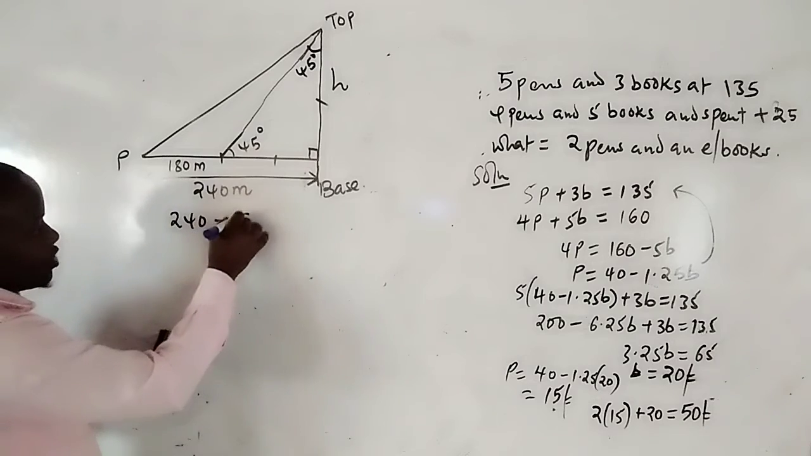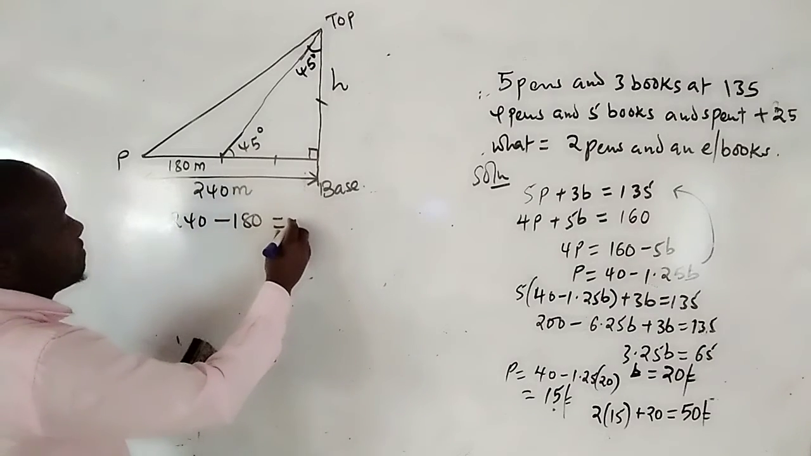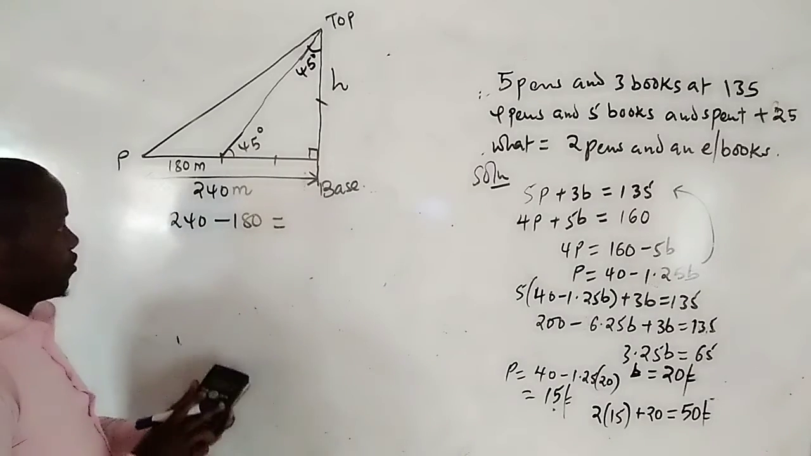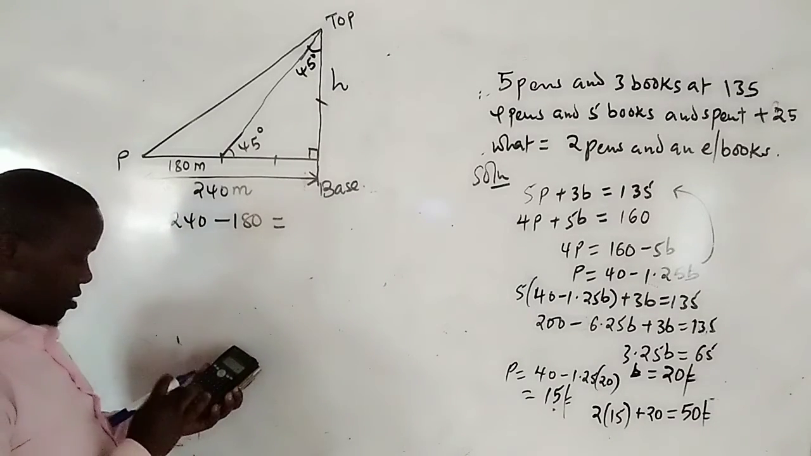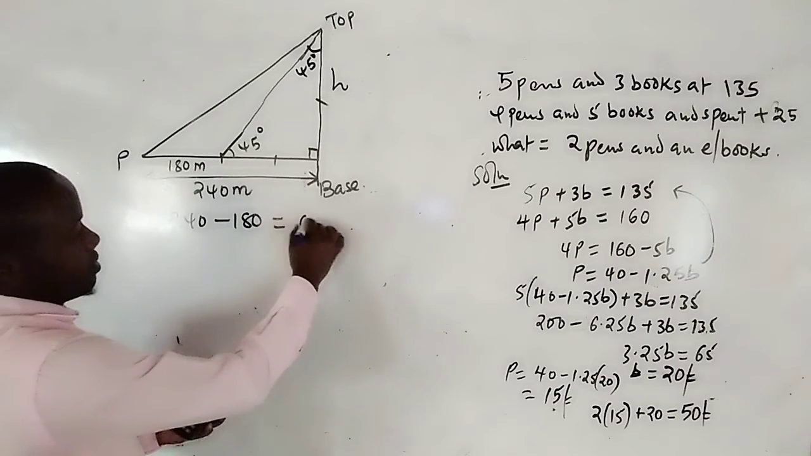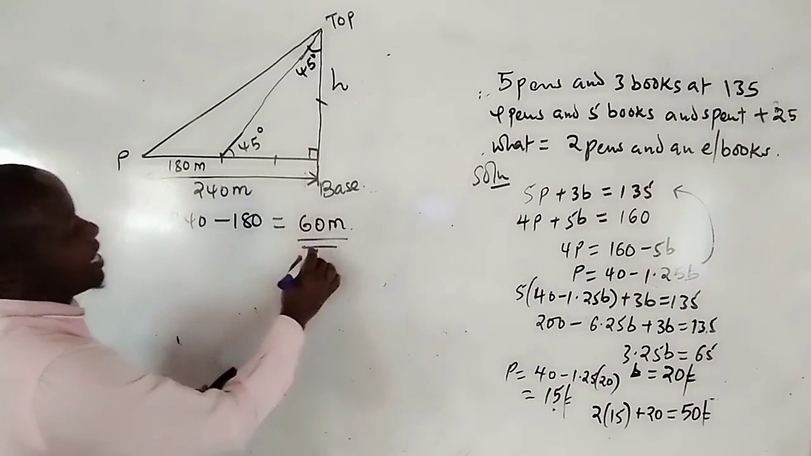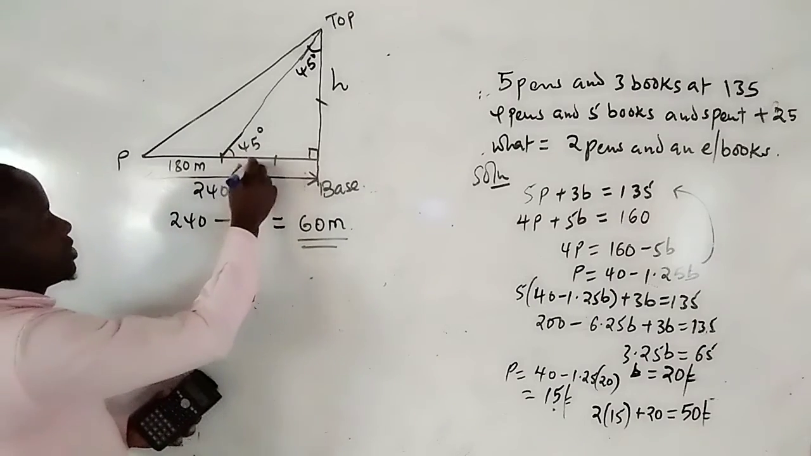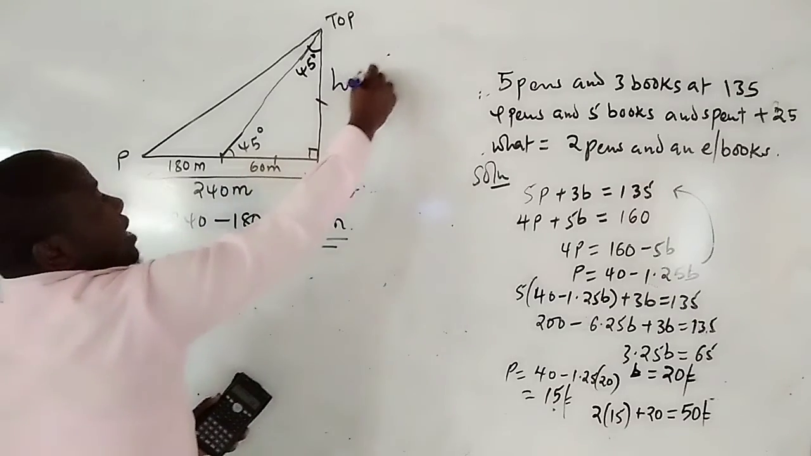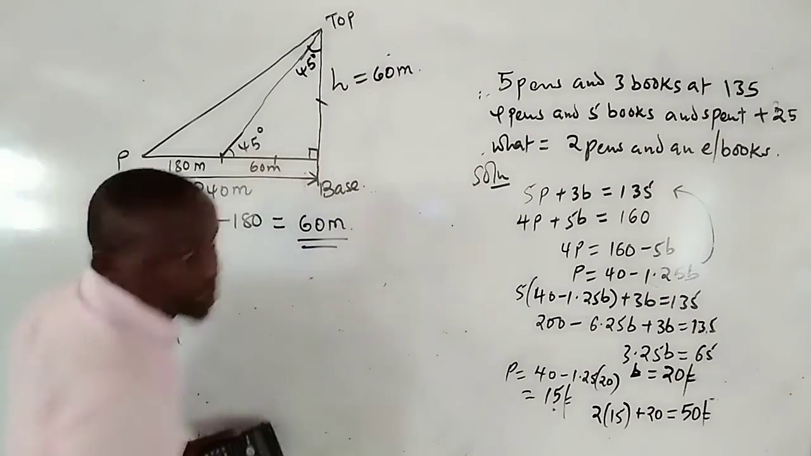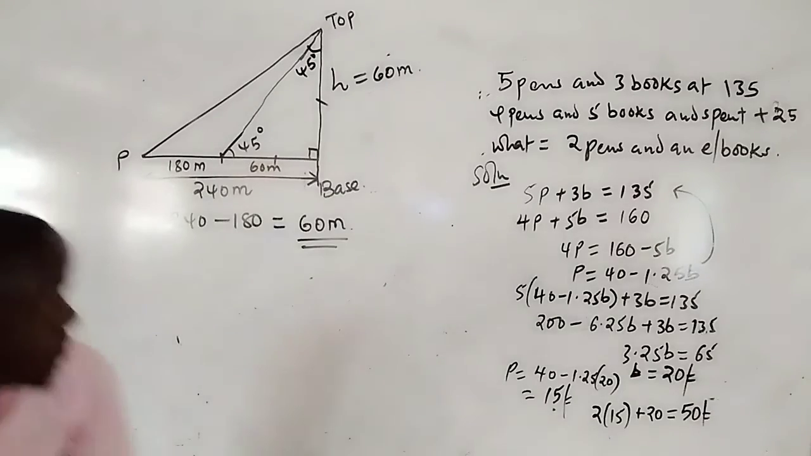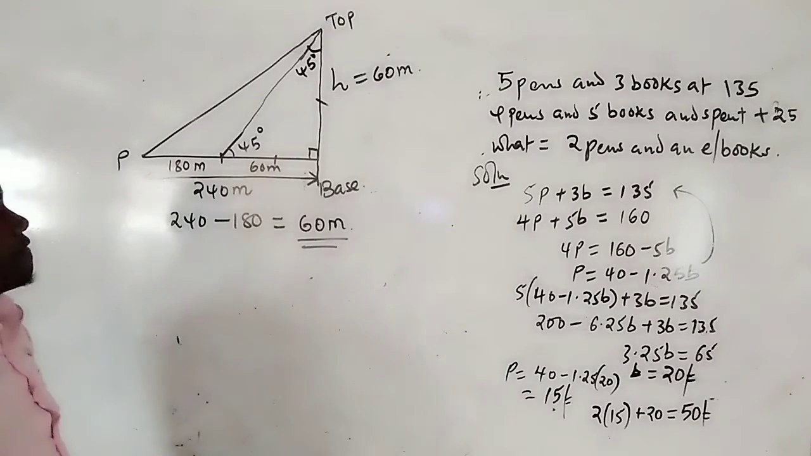Which will be 240 minus 180. This will give us, is it 60? Yes. 240 minus 180, 60 meters. And now that we have realized that this side, which is 60 meters, and this other height, they are equal, and the height is automatically 60.